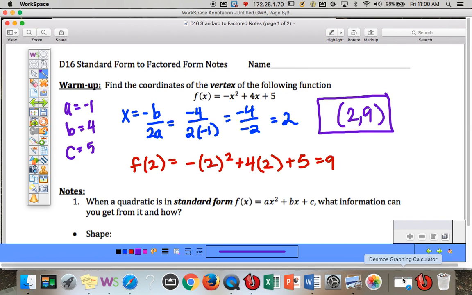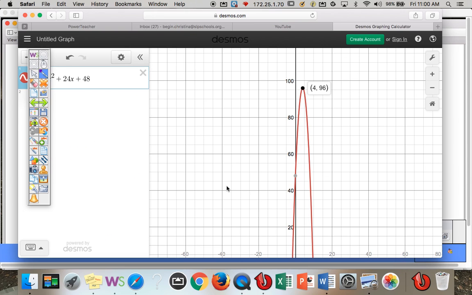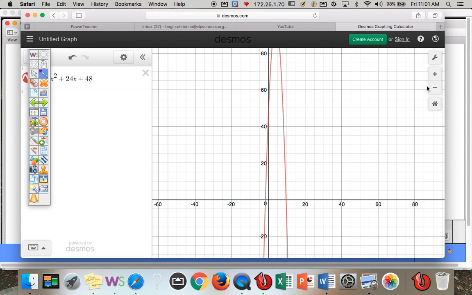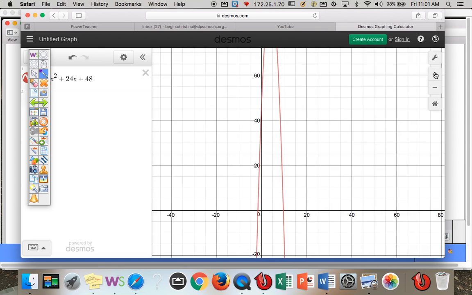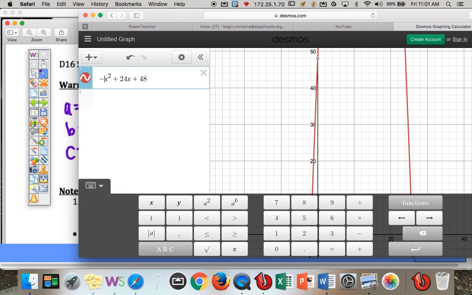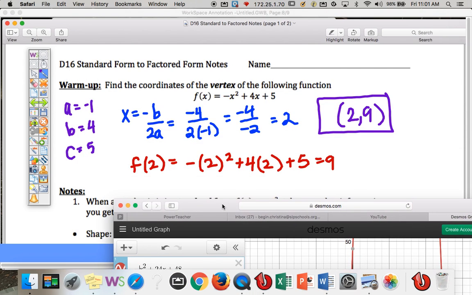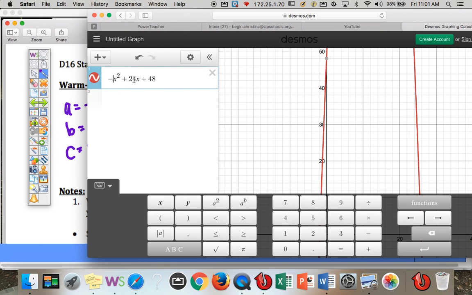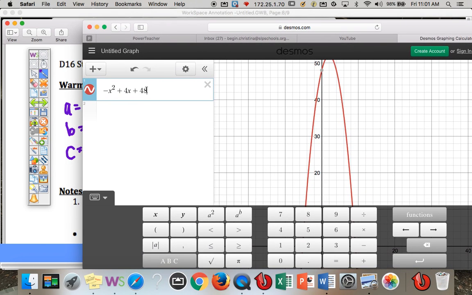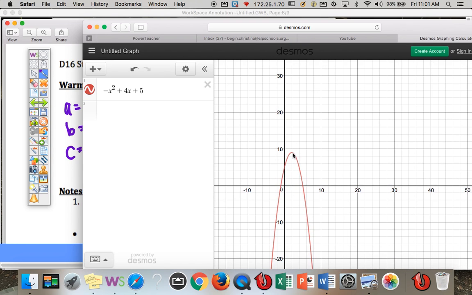And so let's pull up Desmos and graph this so you can see what it would look like. I'm going to zoom in here. I'm zooming out. Okay, so this is our old one. Okay, so it was -x squared plus 4x plus 5. Okay, so let's take a look at that vertex. This is where it changes direction at 2, 9.